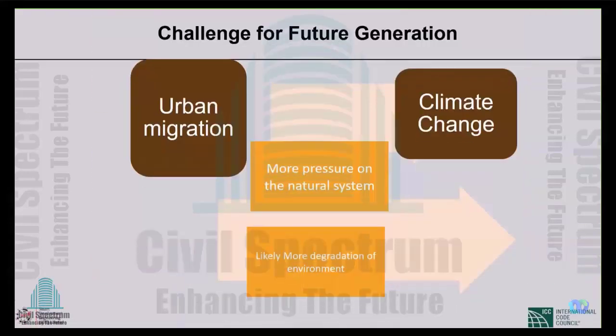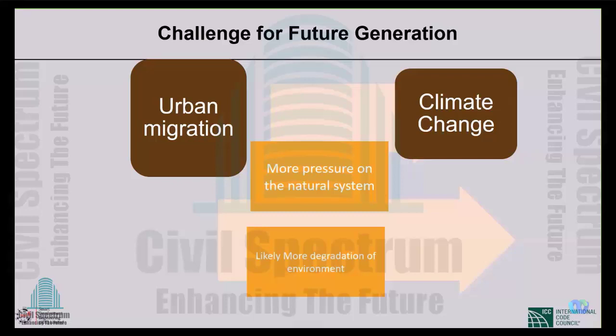Now I will give a snapshot of climate change. But why is it important? Because of the uncertainty, we are the challenges for future generations. What are the major challenges? One is that more people will come, more growth, more urban migration. We also have another challenge, climate change. With climate change, resource availability will change.